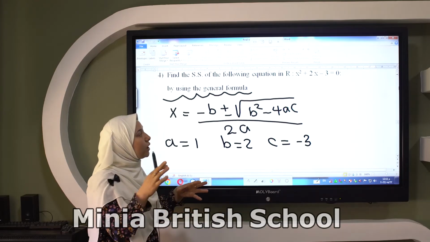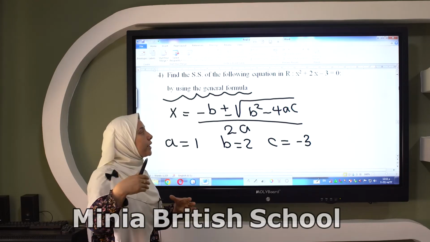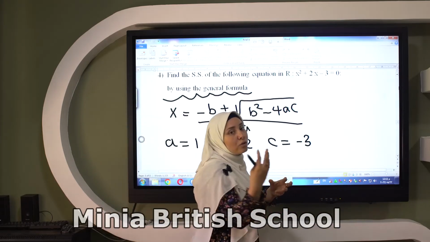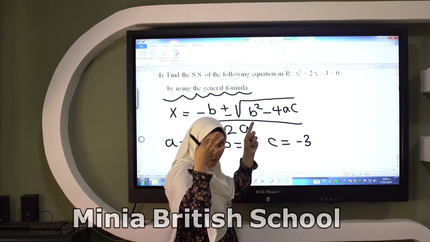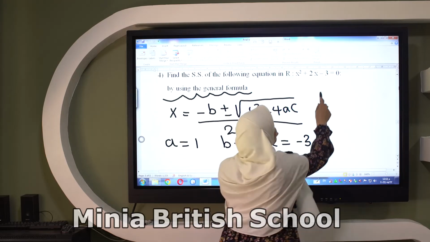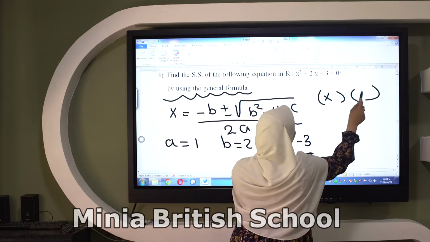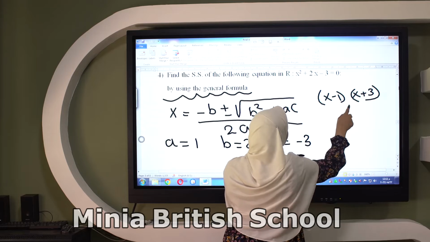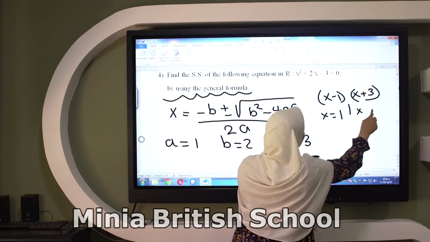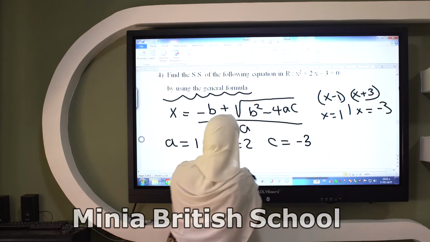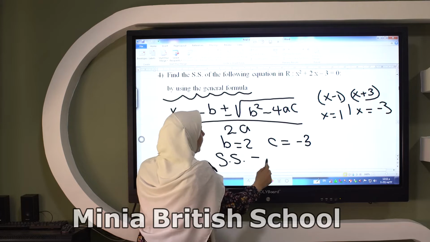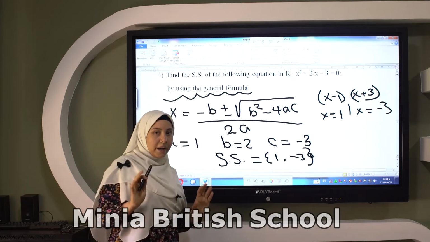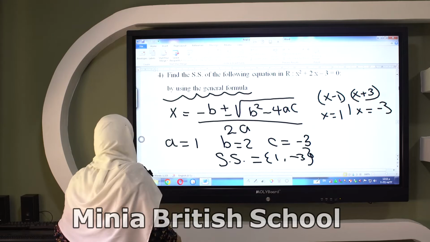You can also, to make sure of the answer, use the calculator or factorization in this problem. Okay, so x equals 1 or negative 3, so the solution set here equals {1, negative 3}. Okay, number 5.